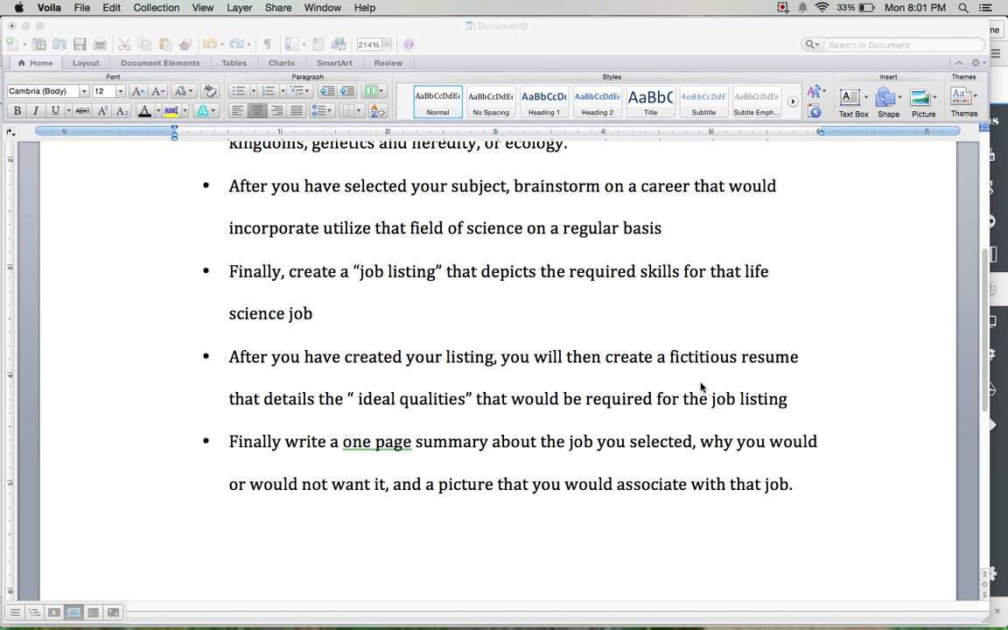What you're learning from this assignment, for one, is how to write a resume, which is a great skill that crosses beyond just learning your science. It's something that you'll use the rest of your life. You're also learning to interpret a job listing, understanding what you want to put on your resume that would meet that job listing's requirements. This is a really good life skill.